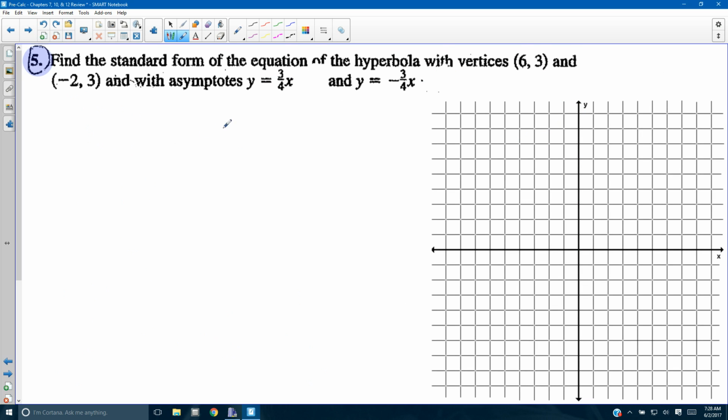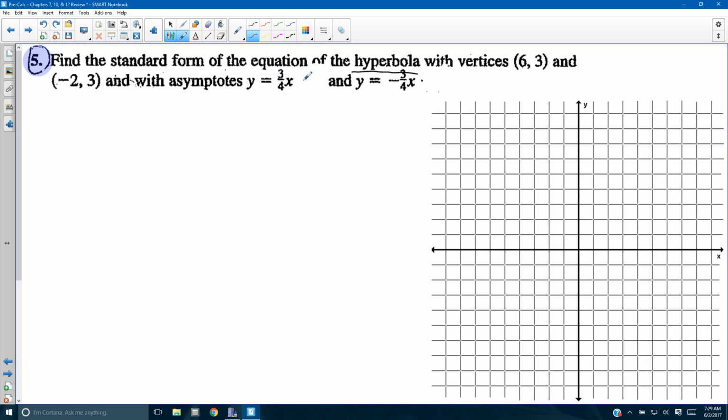Number 5, find the standard form of the equation of the hyperbola with vertices at 6, 3 and negative 2, 3, and with asymptotes y equals 3/4 x and negative 3/4 x. Basically plus or minus 3/4 x. First of all, what's really good about this set of equations here, actually, you know what? I take that back. I'm taking a look at this and saying this might not be our answer. There's supposed to be more to this equation than we see, which is kind of unfortunate. That's probably why there's a space. The y-intercept should probably be here.